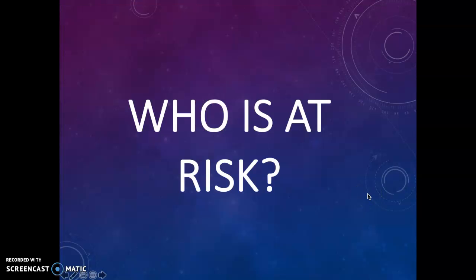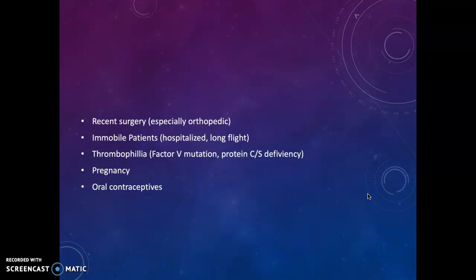So a clot is forming at the level of the deep veins in the lower limb and is traveling towards the lungs. In what kind of patients should you be suspecting a pulmonary embolism? Someone who's had recent surgery, for example orthopedic surgery, someone who has been immobile for a long time, for example someone who's come after a long flight, or someone who's been hospitalized, someone who has thrombophilia, that is their blood clots too easily, for example they have factor V mutation or protein C or S deficiency, someone who's pregnant, or someone who has been on oral contraceptives for a long time.